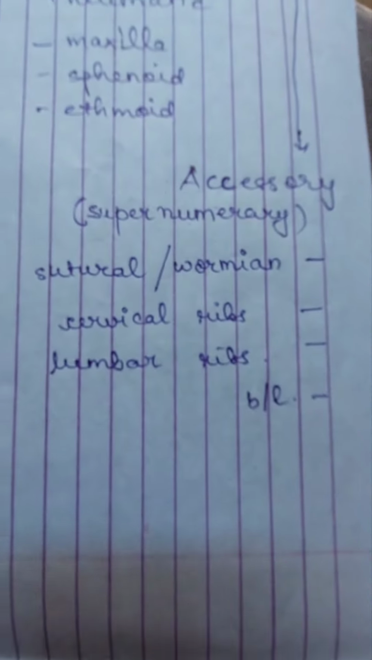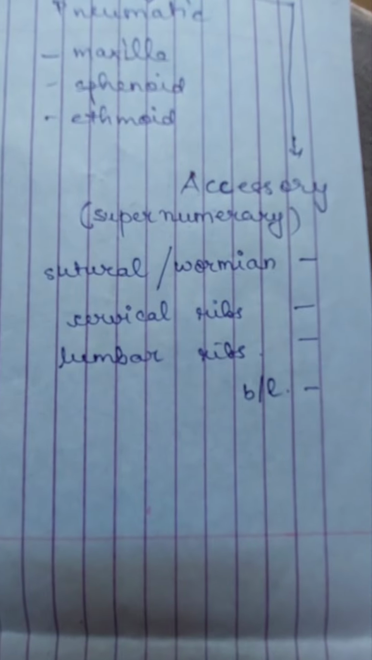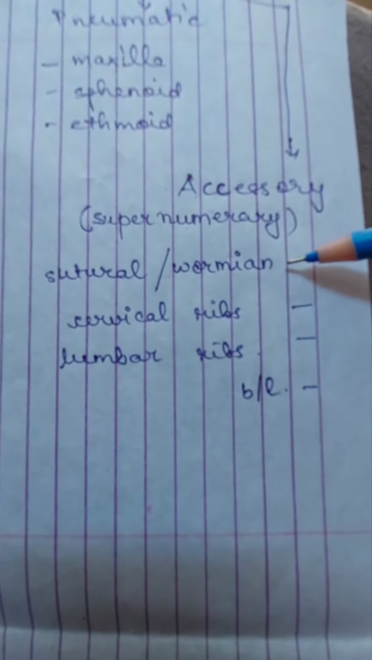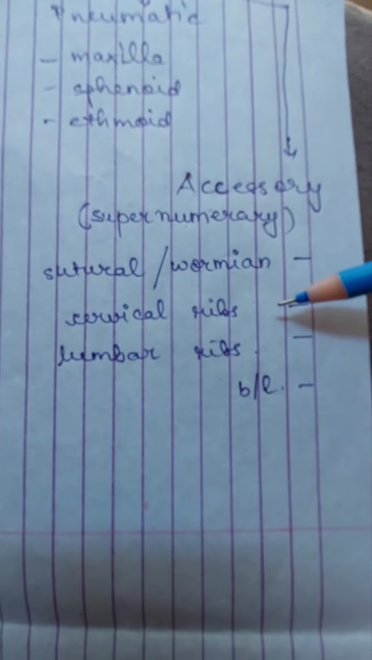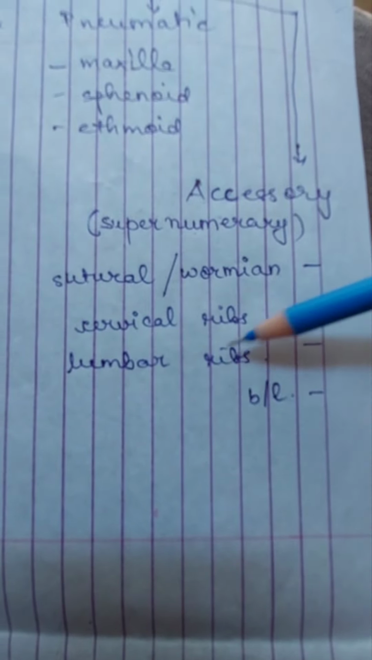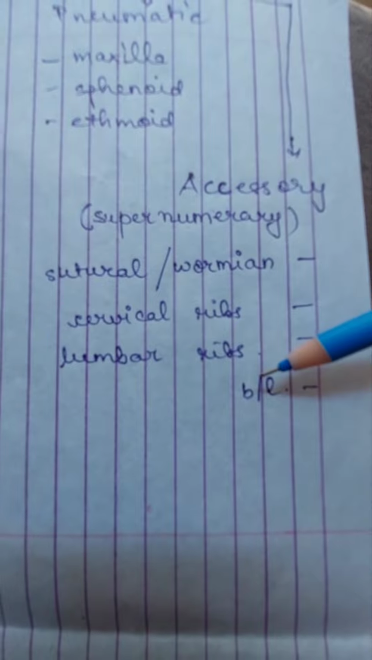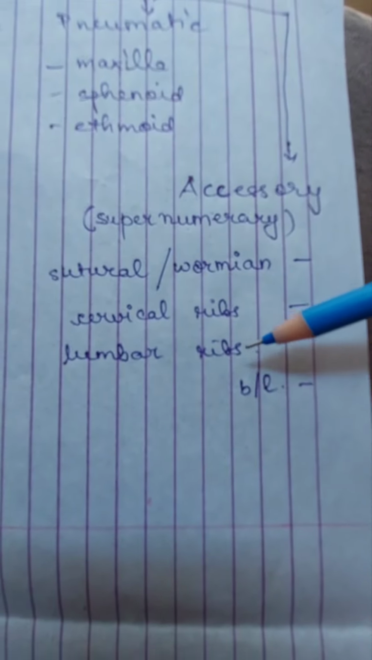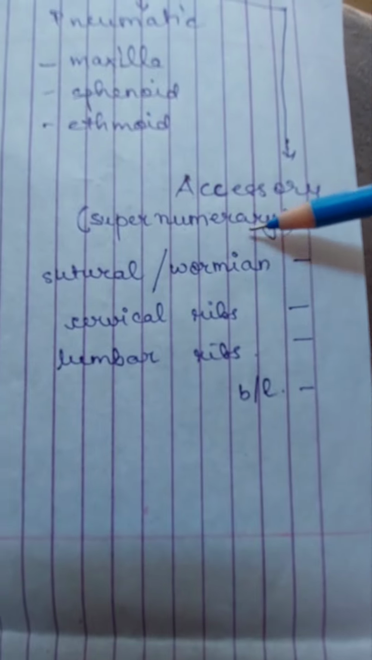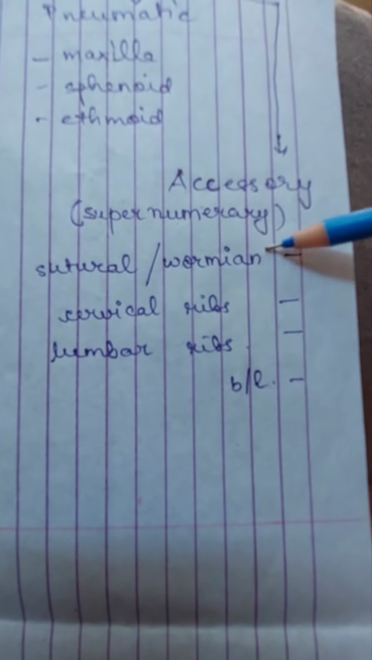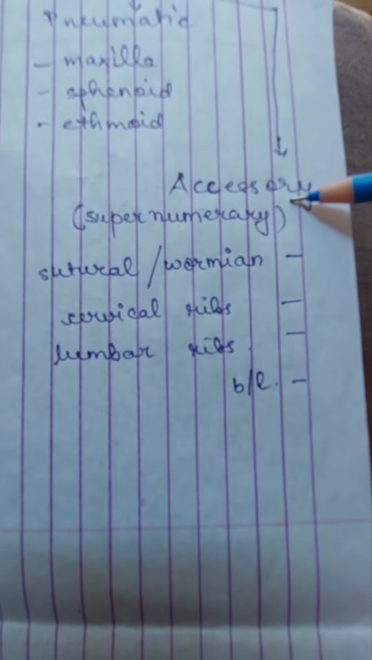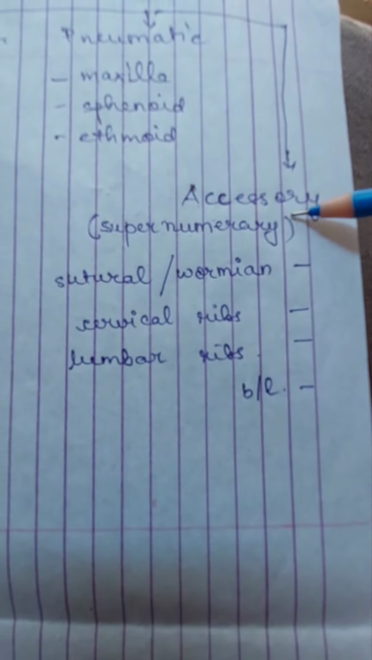What comes as accessory bones, also known as the supernumerary bones, means these are the sutural or the vermian bones. We have cervical ribs or the lumbar ribs, and these are usually bilateral. That is extra bones in the ribs, and sutural or the vermian bones that happen in the skull. So these are the examples of accessory or the supernumerary bones.